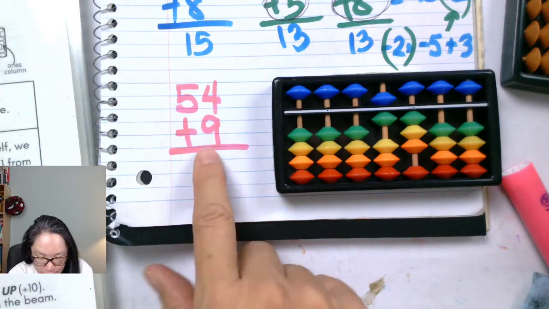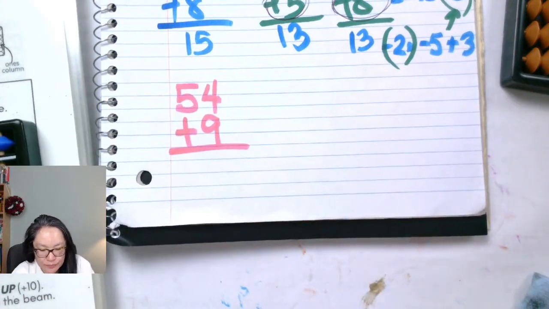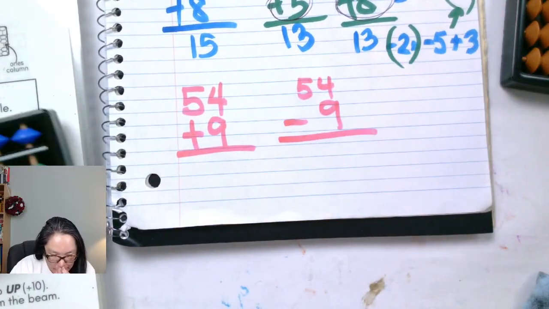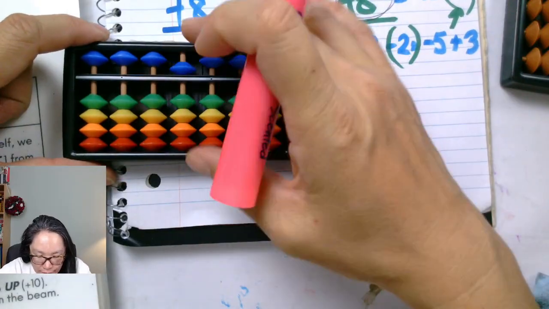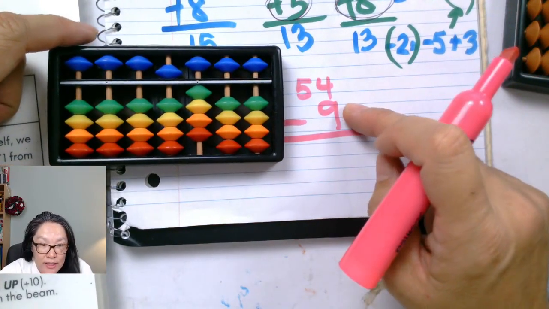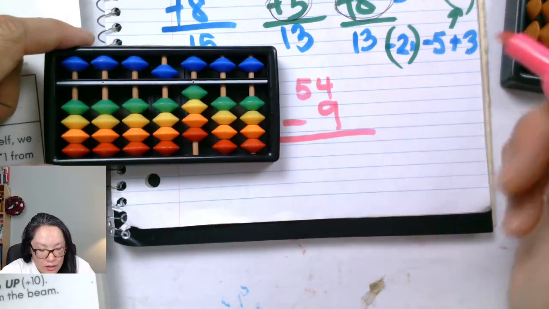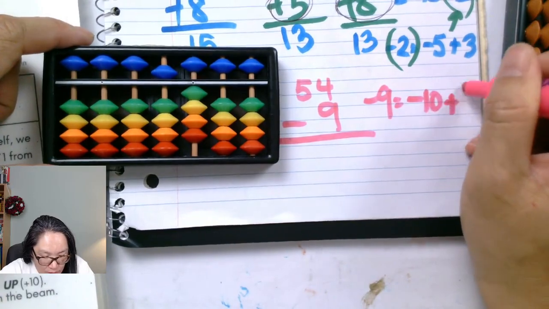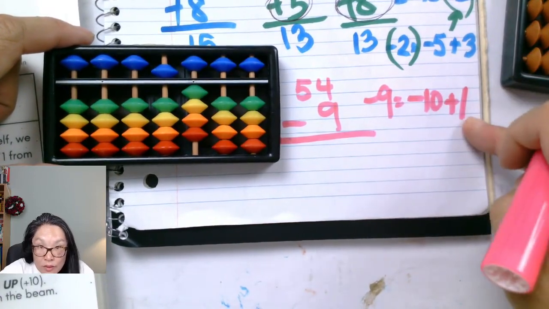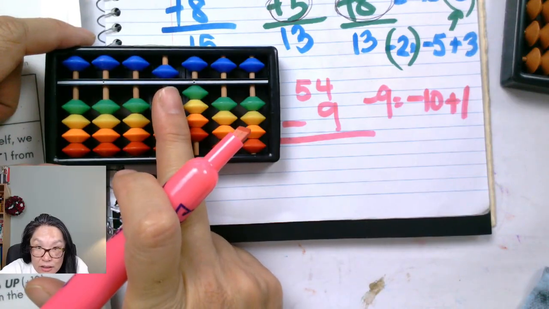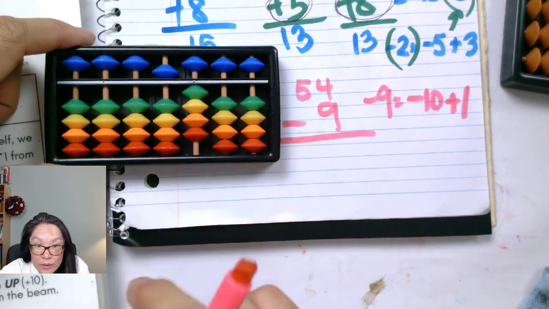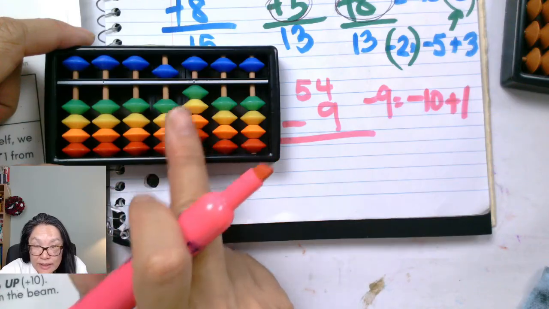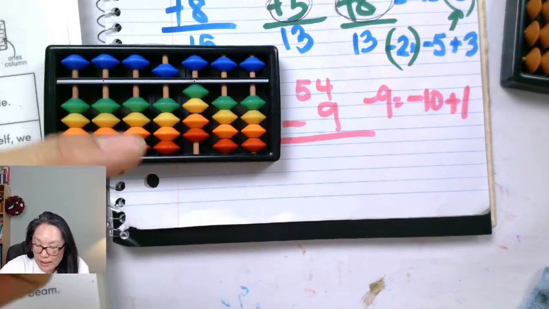Okay, this one was supposed to be the other way. So let's do it the other way. If we do 54 minus 9, that's what we're supposed to do. So I have 54, and I take away the 9. Minus the 9 is equal to what? Minus the 10 plus the 1. We need to minus the 10 plus the 1. Can I take away the 10? No, I cannot take away the 10.